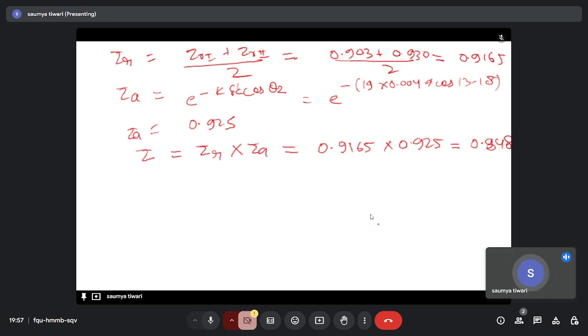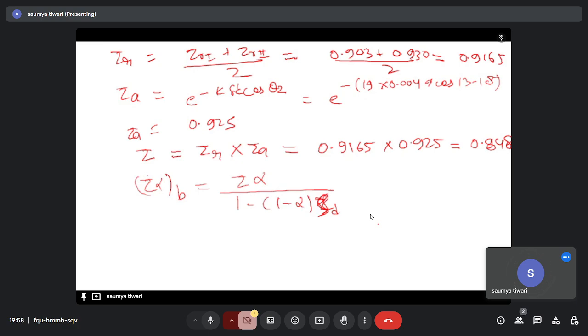Now we can calculate similarly for diffuse radiation also. But let me first calculate this tau alpha value directly for beam radiation. So the formula was tau into alpha, the absorptivity, into 1 minus alpha into rho d. Sorry, it's rho d.